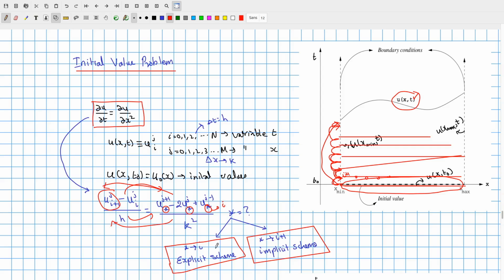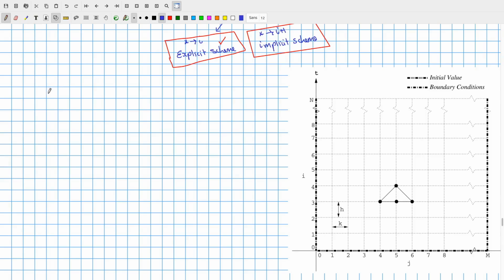So now let us go into detail about the explicit scheme. I would call it the method rather than a scheme. What we are going to see now is the explicit method. What is the equation?